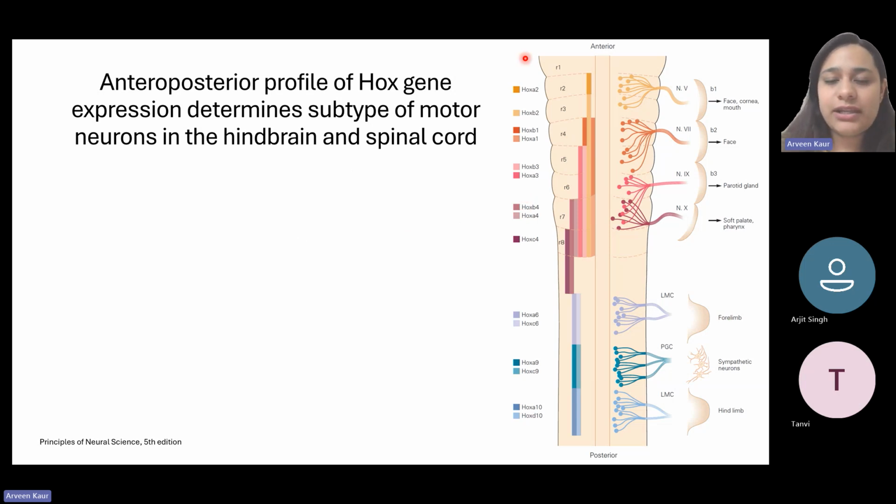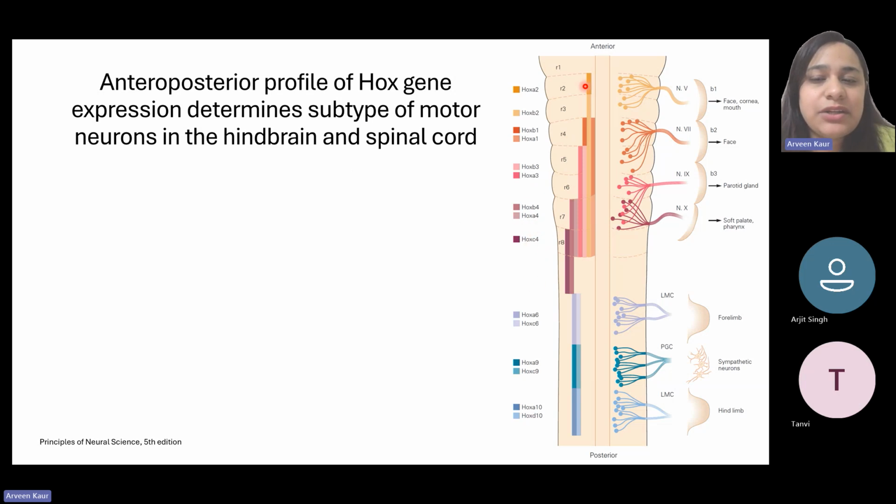So over here you can see that we consider this part as the hindbrain region and this part as the spinal cord. So this is towards the top, so it is anterior. This is towards the bottom, so it is posterior. Right, towards the anterior, you can see the Hox genes that are expressing are Hox A2, Hox B2, Hox B1, Hox A1, Hox B3, Hox A3, and so on, right till Hox C4.